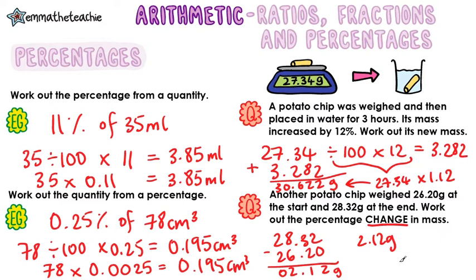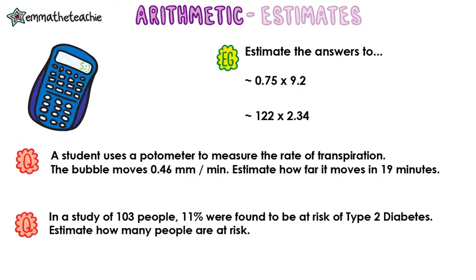We want that as a percentage change. So we need to do it from our start value. So we're going to do 2.12 divided by 26.20 and then times it by 100. Let's do that on our calculator and see what we get. Divided by 26.20 times 100, and that gives us 8.09.